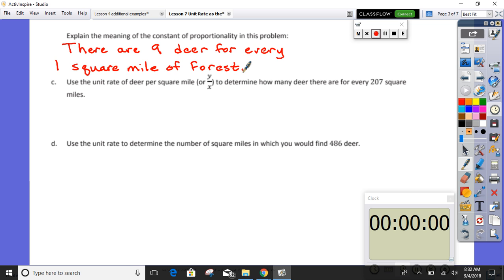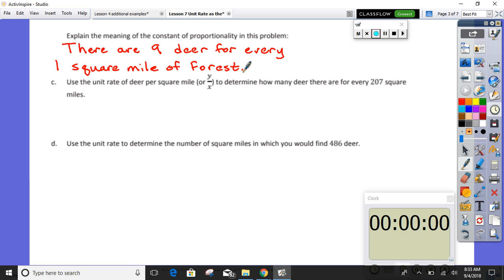So as I said a minute ago, the constant of proportionality is the same as the unit rate, but we have to know what we are talking about. We're talking about what quantity for one of what other quantity. And in this case, there are 9 deer. That's our first quantity for every 1 square mile. That's our unit.